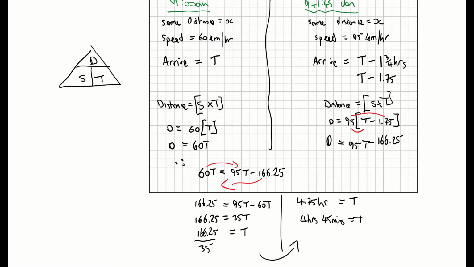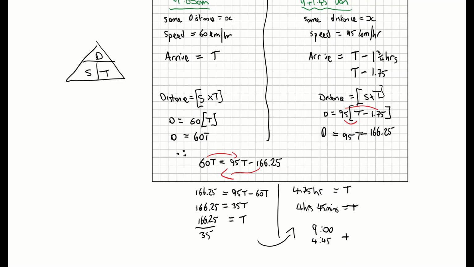Now, again, remember what's happening here. My first van left at 9 a.m. in the morning, and it travels 4 hours, 45 minutes. The question is asking us to find what time they both arrive. So I need to now add on 4 hours, 45 minutes. So the vans are going to arrive at their destination at 13:45 or 1:45 p.m.